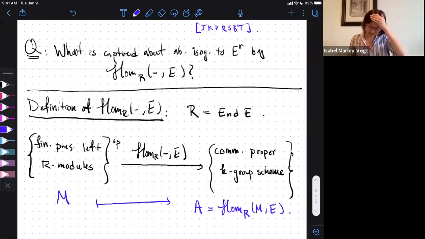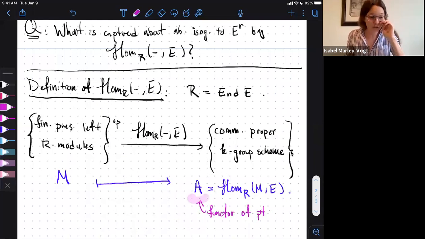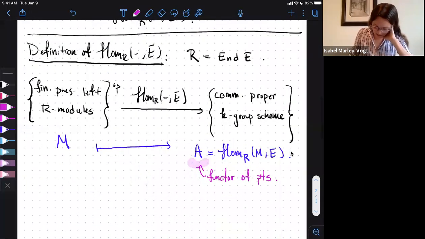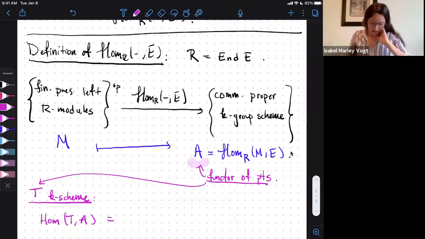All right, this is what I have to tell you what it is. I'm going to describe the scheme for you. And to describe the scheme, I'm going to describe what the functor of points is. So I'm going to describe the functor of points and then show you why this functor of points is in fact represented by a group scheme. So what's the functor of points? Well, let's let T be a K scheme. So then I'm going to want to know what are the T points of A.